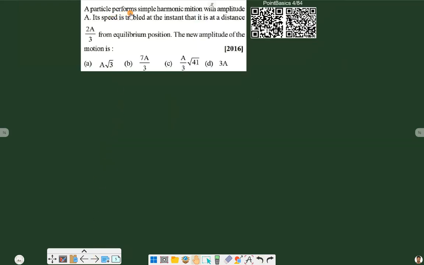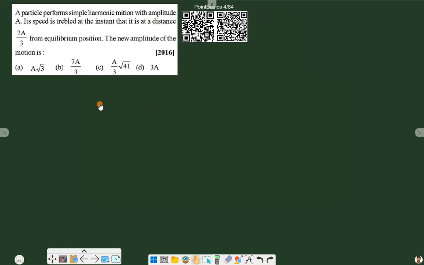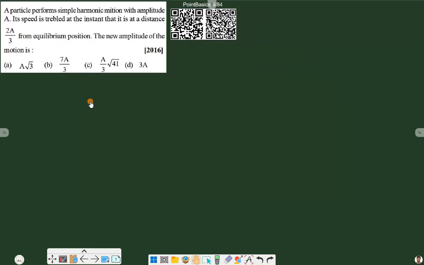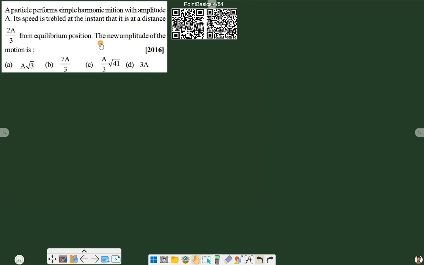A particle performs simple harmonic motion with amplitude A. Speed is trebled at the instant when its distance is 2a by 3 from the equilibrium position. The new amplitude is, so we have to find out the new amplitude when it is at a distance 2a by 3 from the mean position. Its velocity is tripled. So first we will find out what its original velocity was when it was at a distance of 2a by 3 from the mean position.